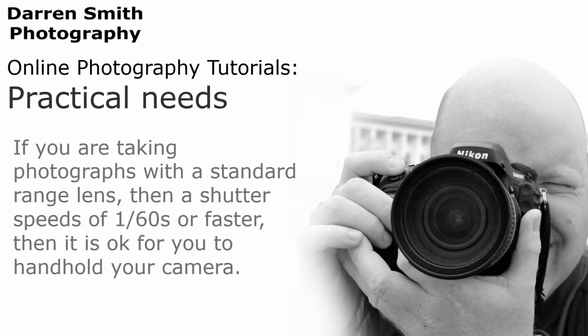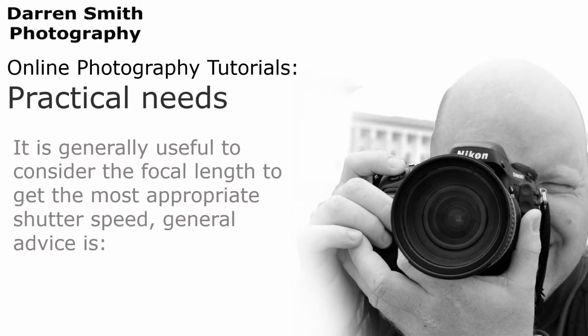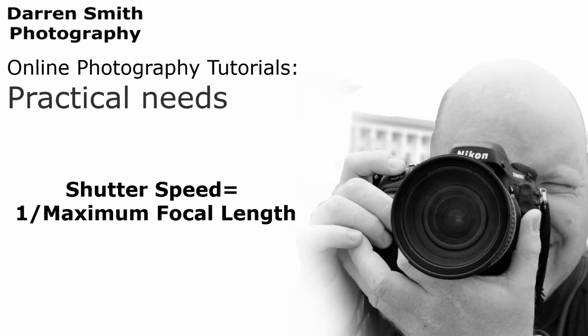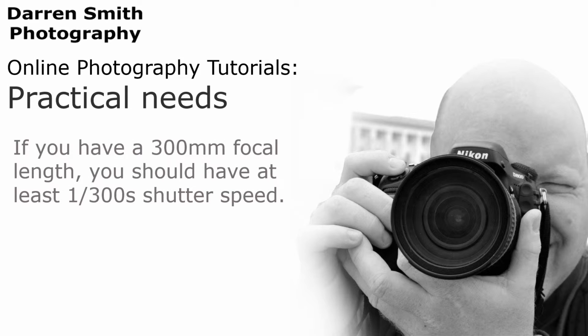If you are taking photographs with a standard range lens, then with a shutter speed of 1/60th of a second or faster, it is okay for you to hand hold your camera. It is generally useful to consider the focal length to get the most appropriate shutter speed. The general advice is, your shutter speed should be 1 divided by the maximum focal length of your lens. So if you have a 300mm lens, you should have at least 1/300th of a second shutter speed.